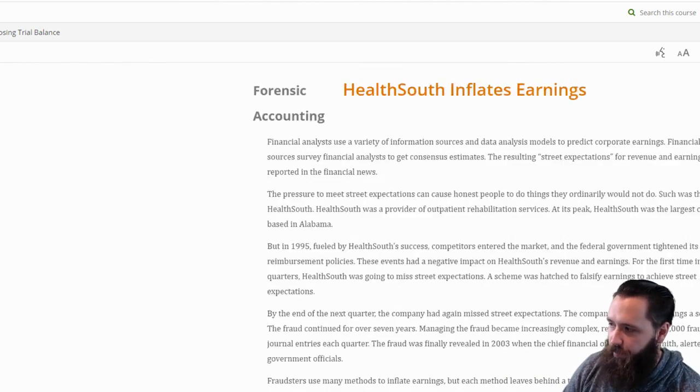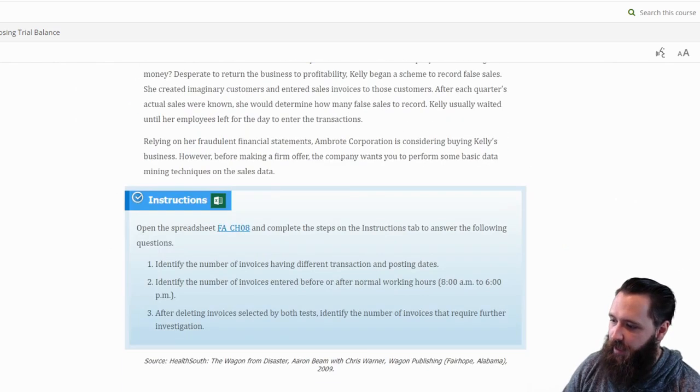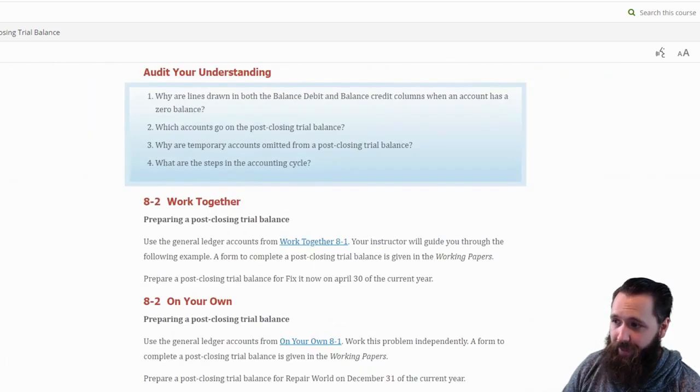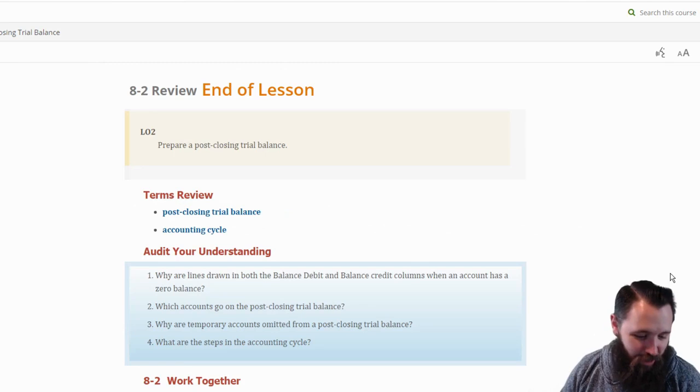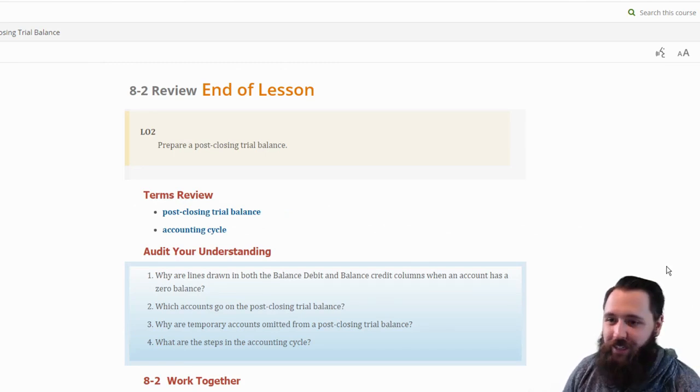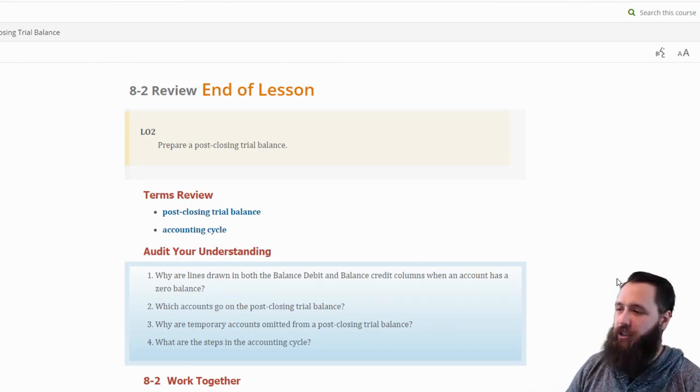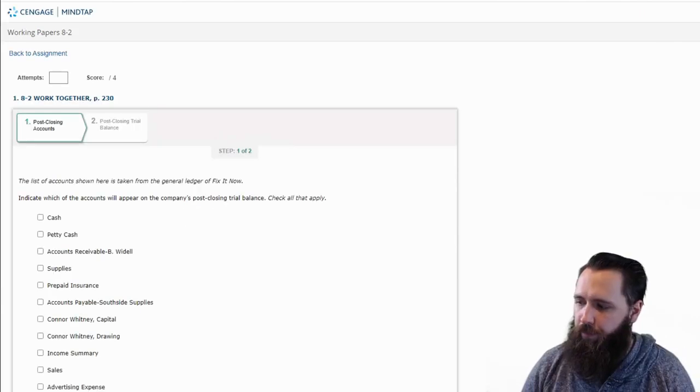We look at the ends, and that's it, okay? I told you 8.2 is going to be really short, and it is very, very short. So let's jump in and look at the work together and on your own.